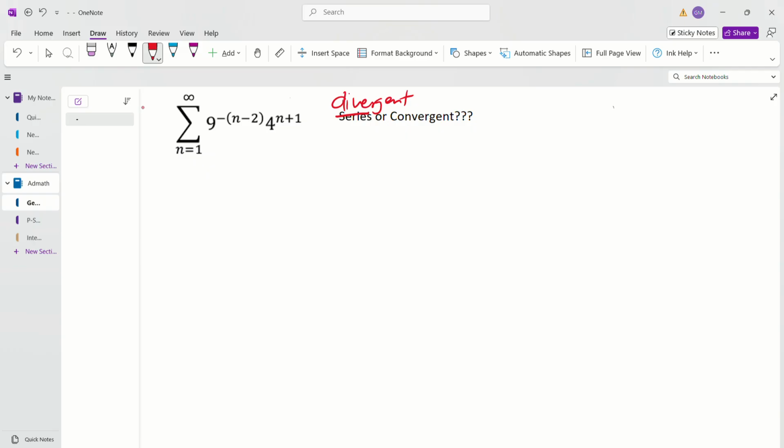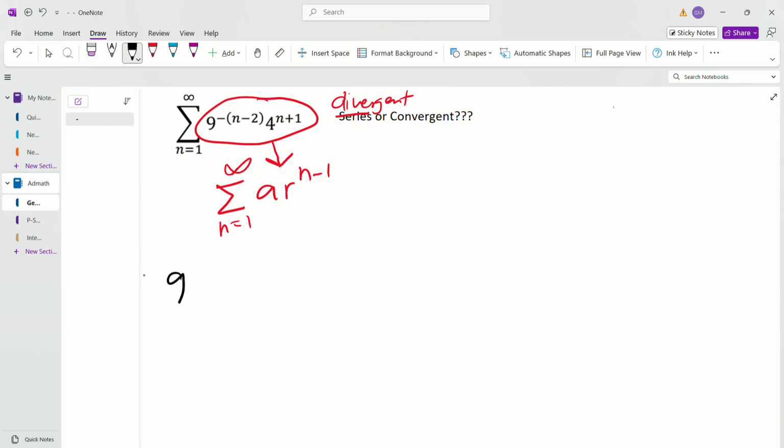So we can use the pattern, the summation of a times r raised to n minus 1, evaluating from n equals 1 up to positive infinity. Let's align or reconstruct this given general formula to this pattern. So let me rewrite this first. We have 9 raised to negative quantity n minus 2, and we have 4 times 4 raised to n plus 1.